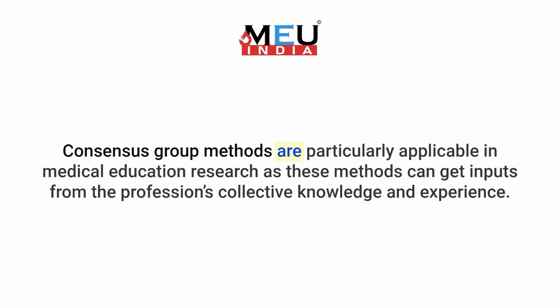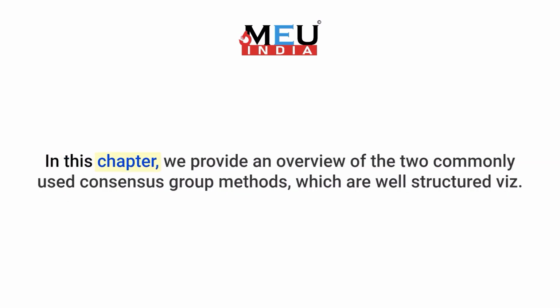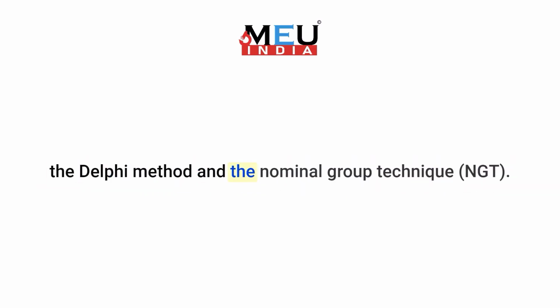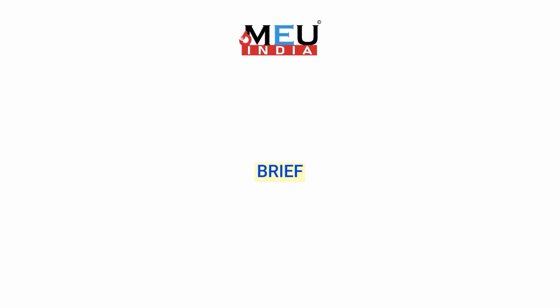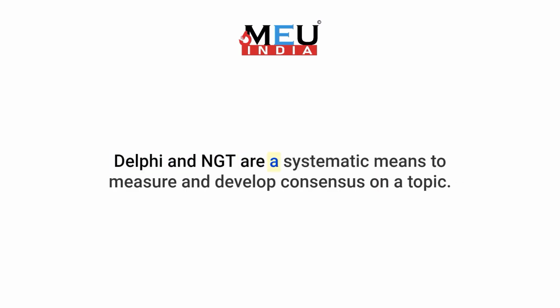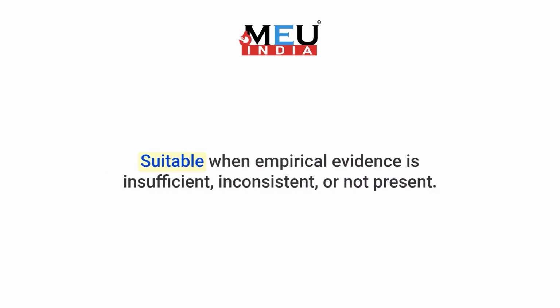Consensus group methods are particularly applicable in medical education research as these methods can get inputs from the profession's collective knowledge and experience. In this chapter, we provide an overview of the two commonly used consensus group methods, which are well structured: the Delphi method and the nominal group technique. In brief, Delphi and NGT are a systematic means to measure and develop consensus on a topic, suitable when empirical evidence is insufficient, inconsistent, or not present.